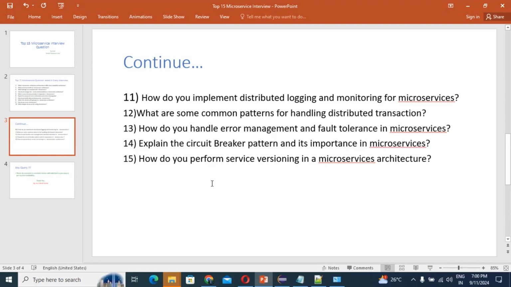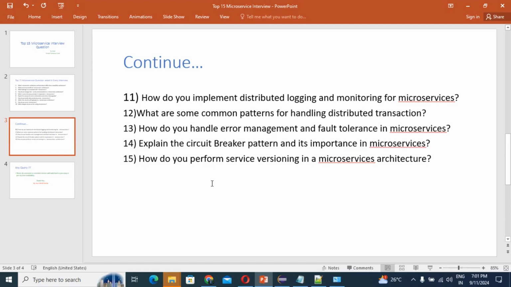Next question: what are some common patterns for handling distributed transactions? Next, how do you handle error management and fault tolerance in microservices? This question is also mostly asked by interviewers, so we should know the answer in a concrete way. Next, explain the circuit breaker pattern and its importance in microservices. That is fault tolerance; this question belongs to that. And last but not least, how do you perform service versioning in a microservice architecture?